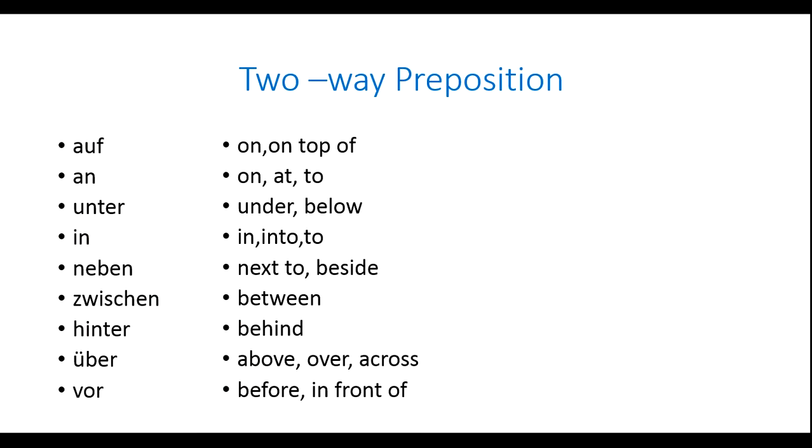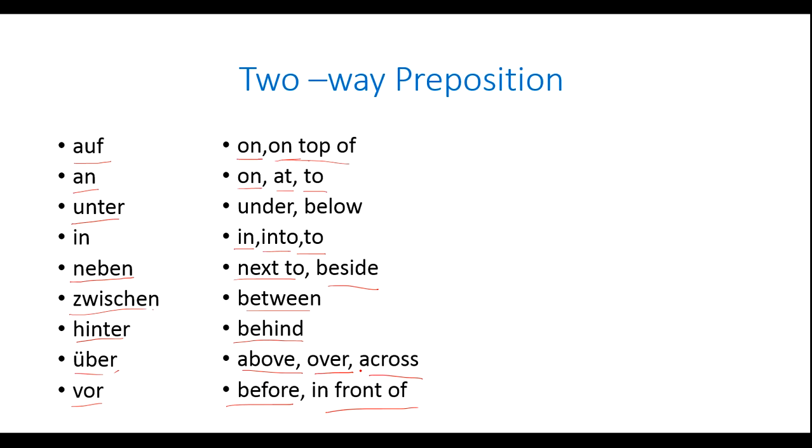These all are the two-way prepositions that we have in German language, starting with auf, meaning on, on top of, on, at, to. It may be confusing, but I'll clear it one by one and you will not get confused. This is very easy. Unter, below, under. In, into, to. Neben, next to, beside. Zwischen, between. Hinter, behind. Über, above, over, across. Vor, before, in front of.